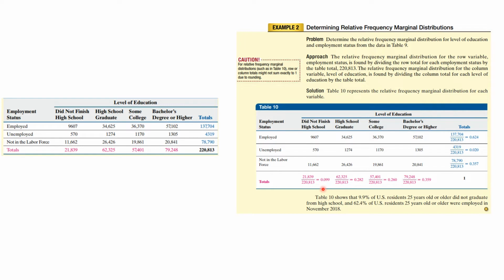And so you see here, almost 10% of the people surveyed did not finish high school. A little better than 28% were high school graduates. Around 26% had some college, and 36% or so had bachelor's degrees. Similarly, we could talk about employed, unemployed, and not in the workforce. Again, we're dividing these totals by the grand totals, and this is called a relative frequency marginal distribution. And so this is an example of that.